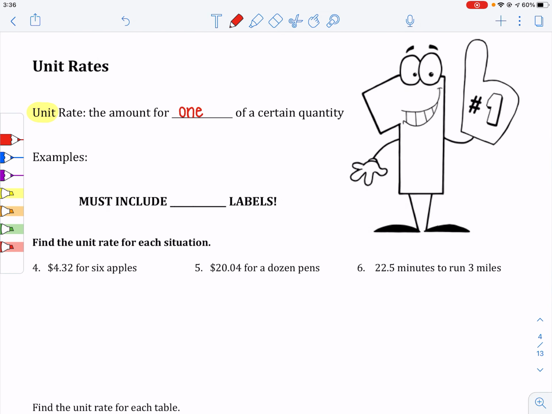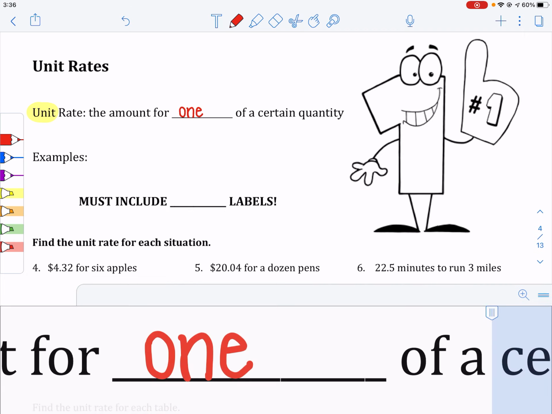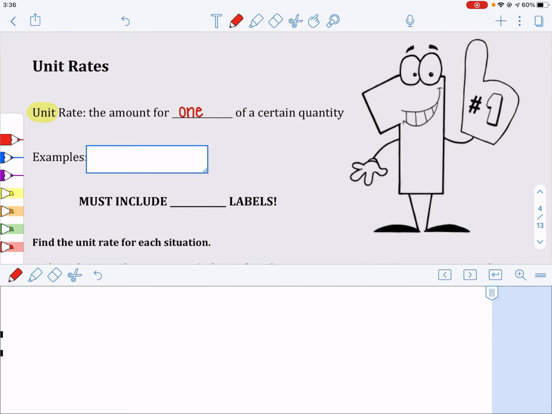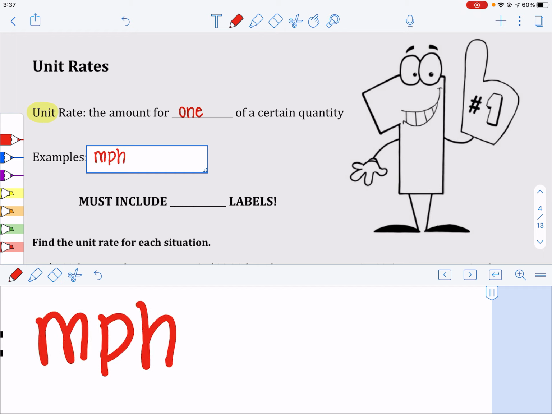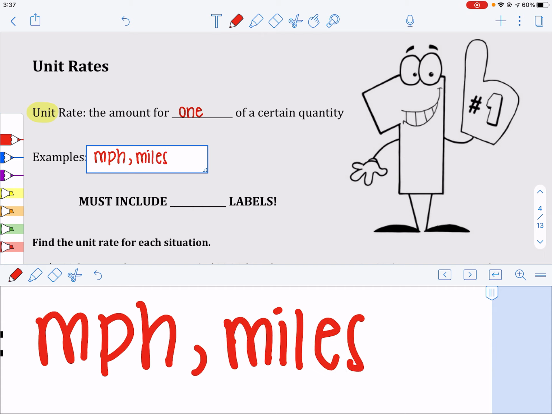And then don't forget, when we're talking about rates, that means we're comparing two different things. So you have two different quantities you're comparing, and the second quantity has to be a one. Some examples of unit rates that you see most often is probably this, miles per gallon or miles per hour. Your parents will also probably recognize this term, miles per gallon.